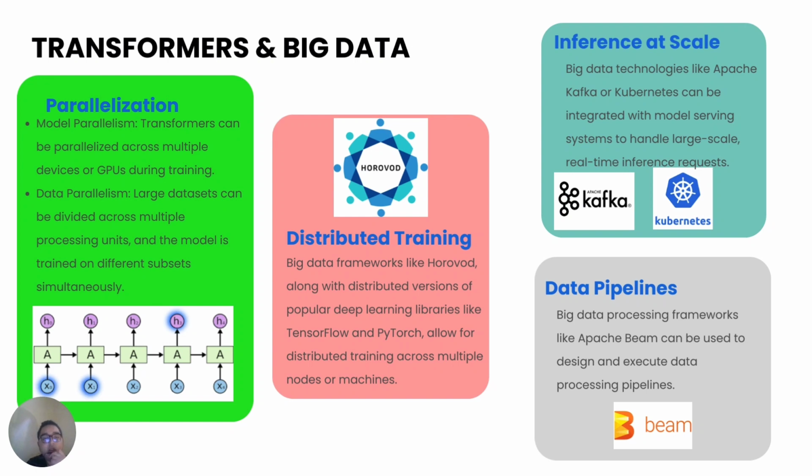We also have distributed training. Big data frameworks like Horovod, along with distributed versions of popular deep learning libraries like TensorFlow and PyTorch, allow for distributed training across multiple nodes or machines. We also have inference at scale. After training, transformers can be deployed for inference at scale. Big data technologies like Apache Kafka or Kubernetes can be integrated with model serving systems to handle large-scale real-time inference requests.